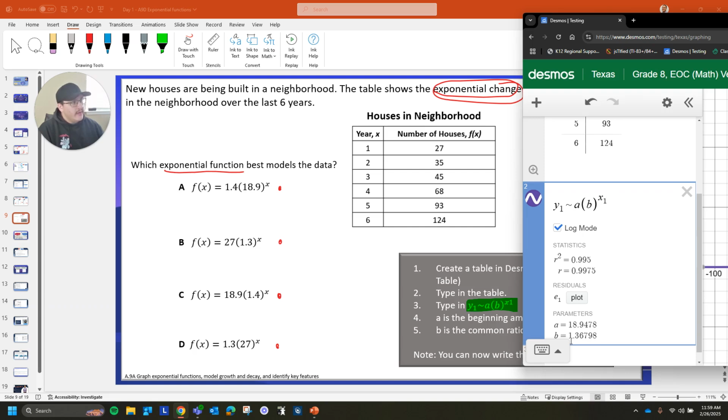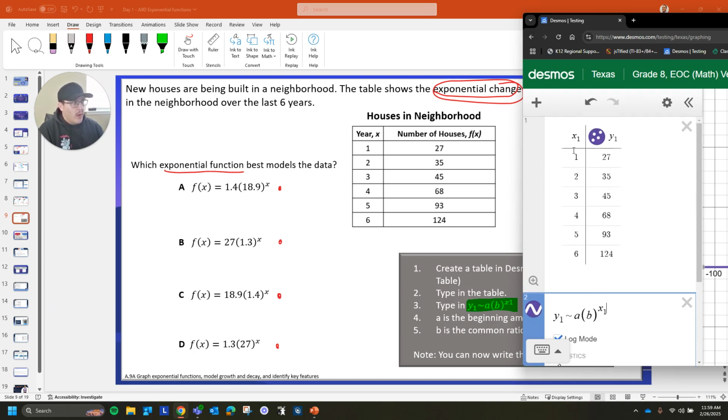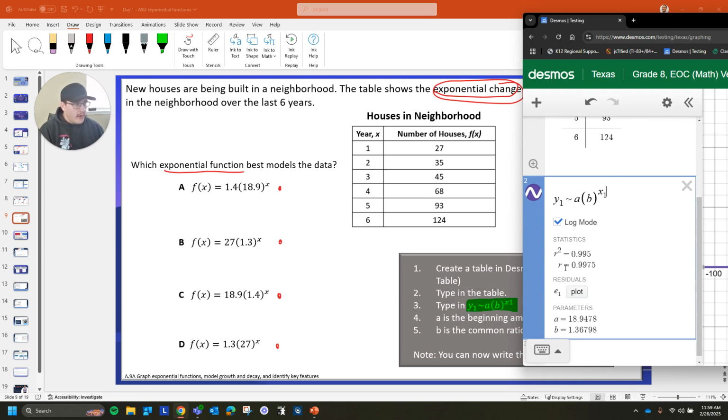Now it'll create a model based on what you have right here, your x1 and your y1. That's why we type y1 and x1, so that it'll pull from the table that you created right above it. Okay, we don't need r squared or r at the moment, so we're going to disregard that. That's for something else in statistics, or in a more statistical problem that we may need. Right now, we need to look at the parameters, the a and the b. These 18.9 for the a and 1.3 for the b are what create this equation right here. So it's saying a is 18.9.